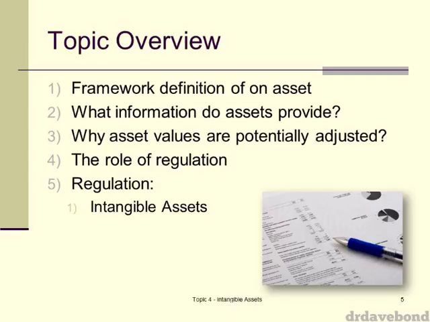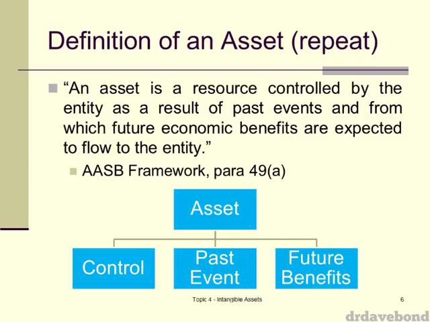So we're going to look at what the framework definition of an asset is, what information do they provide, why are they potentially adjusted, the role of regulation, and what 138 is actually doing. So I know we've seen this before, but as any good person in PR or marketing knows, if you want a message to get across, repetition is key. An asset is a resource controlled by the entity as a result of past events and from which future economic benefits are expected to flow.